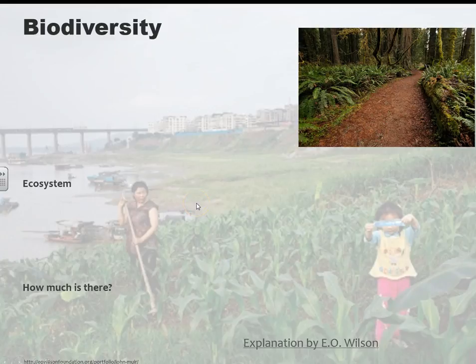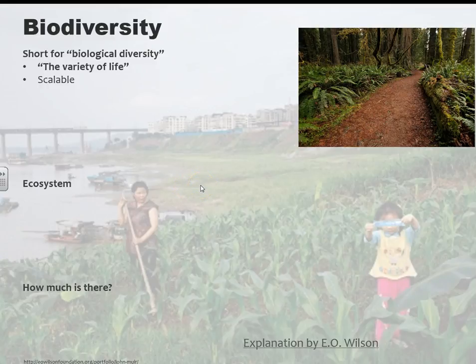It's a combination of two words, and it's just an abbreviation for biological diversity. And so it's pretty self-explanatory, I think. You can think of it as the variety of life. I think that's kind of the easiest way to think about it. But there's a couple of different ways you can look at variety. I'll go over that in a minute.